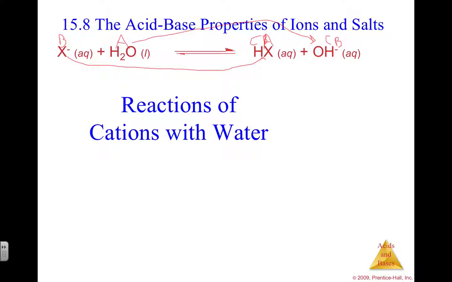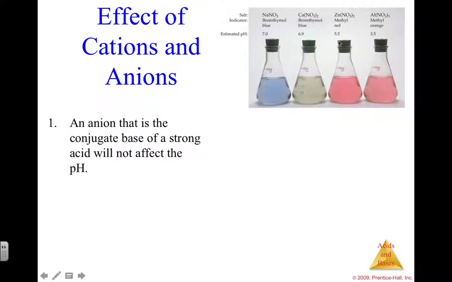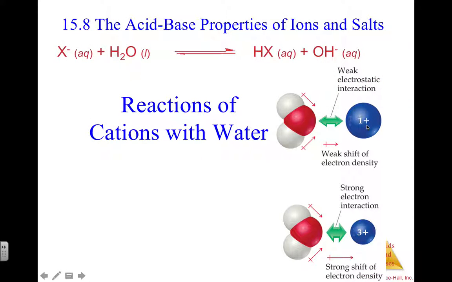Another reaction is the reaction of cations with water. So, if I have a cation, this is just an example of any cation with a 1 plus charge, there's going to be a weak electrostatic interaction between the cation and water, so this would be oxygen, H2O. I know that water has a bent molecular shape, it's polar, there's a partial negative by this oxygen, so that means that any cation is going to be attracted to water, which is going to slightly pull the electron density toward the cation, making this H plus come off a little bit more easily.